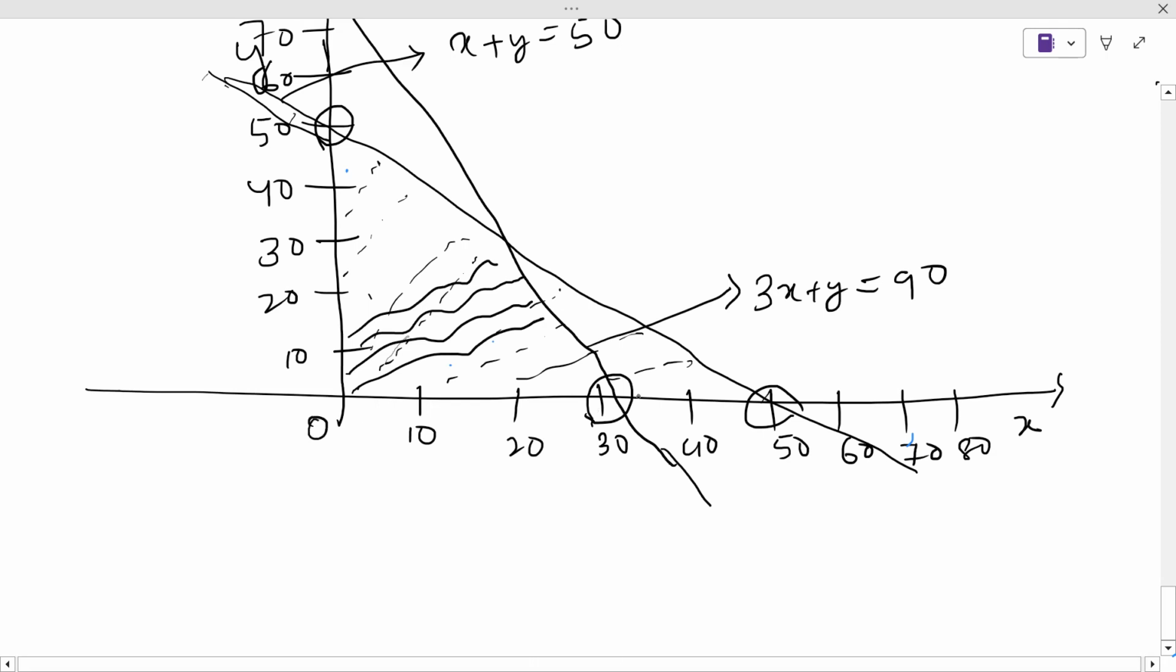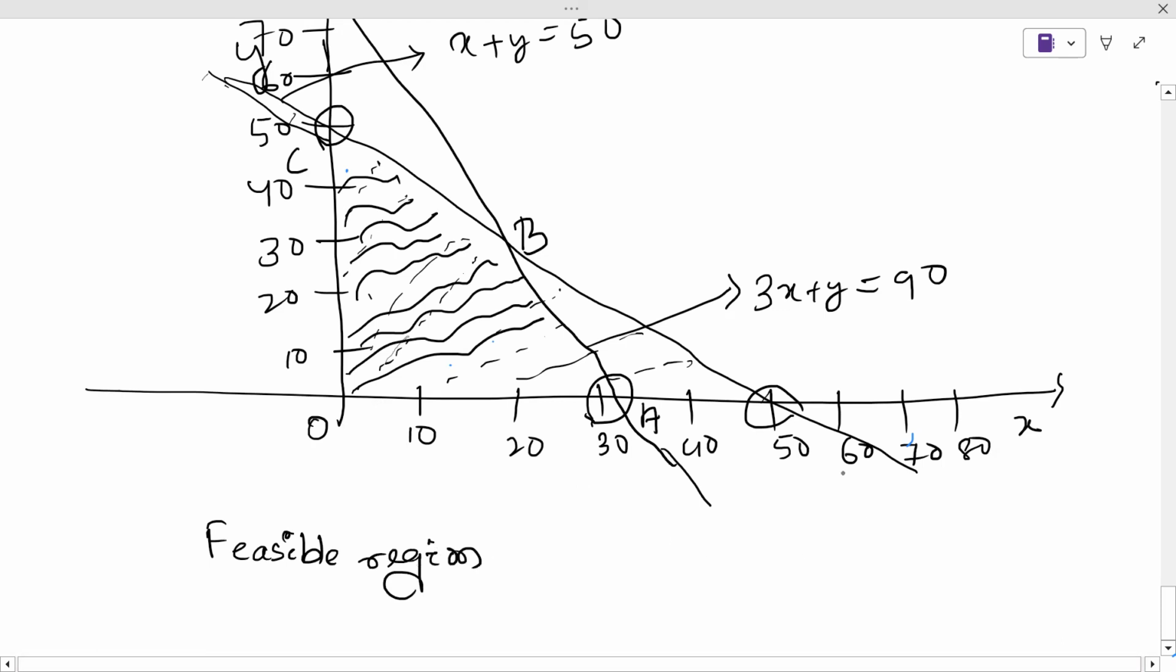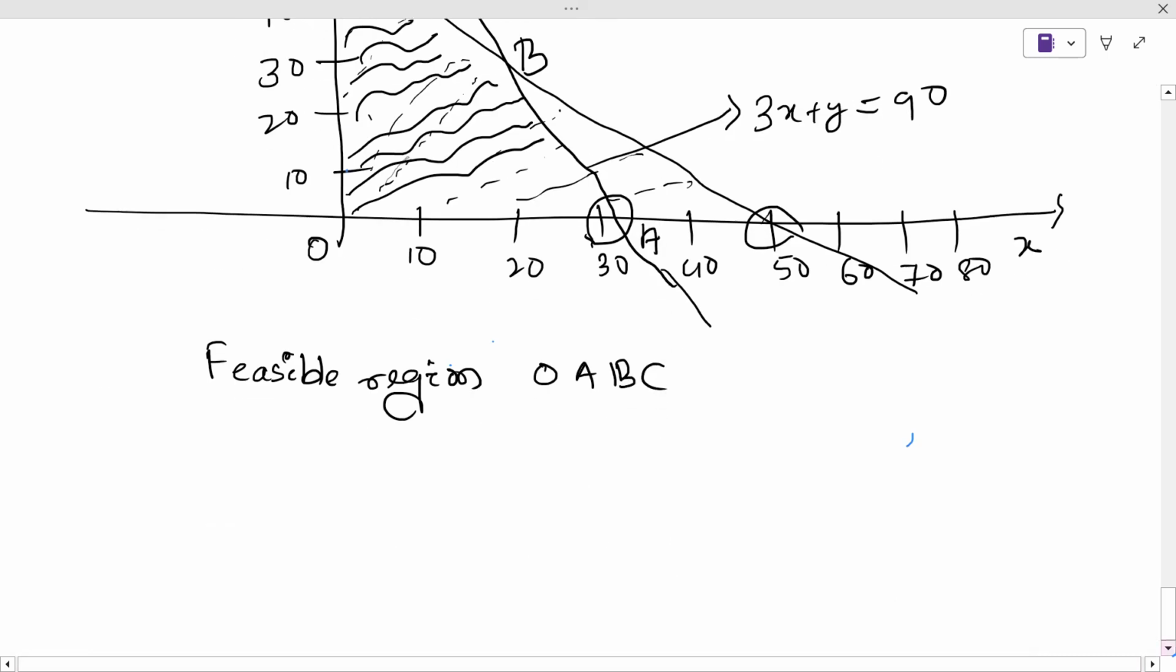Just naming here O, A, B, C. This is your common feasible region, O, A, B, C. The objective is to find the maximum at any point, and that is the optimal solution.